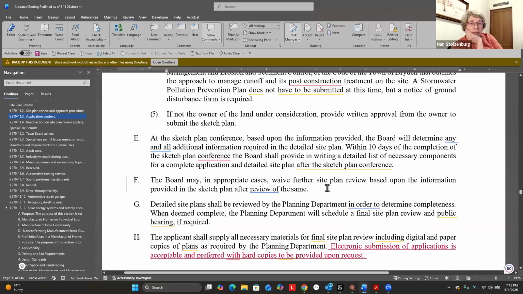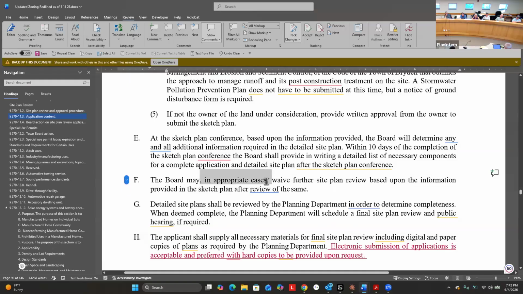Well, that's very specific to whatever they're reviewing. The planning board may, on a case by case basis, waive further site plan review, maybe is a better way of saying that. Right. Maybe just delete the clause "in appropriate cases." The board may waive further site plan review based on the information provided. Yes, I like that. That's a good idea. Chuck, your thoughts? Is that okay? Yeah, thank you.